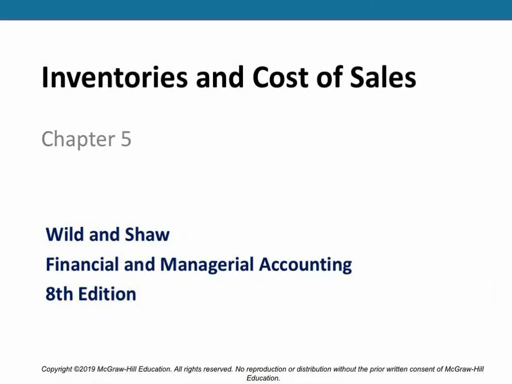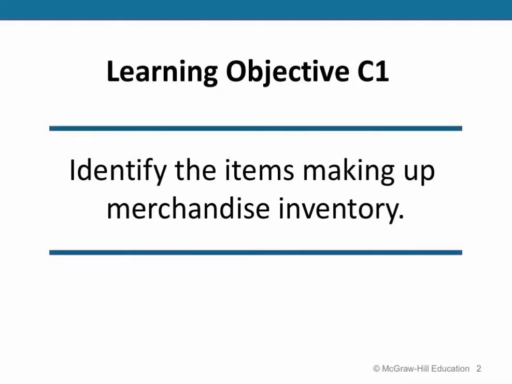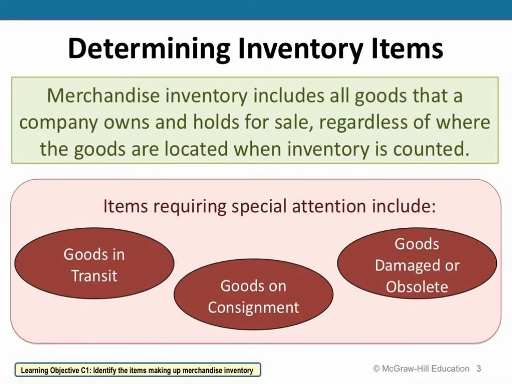So in today's lecture, we're going to take a look at Chapter 5, Inventories and Cost of Sales. And when we're looking at inventory costs, it's important to know that it's going to include all goods that the company owns and holds for sale, and that some of these items are going to require special attention, such as goods in transit, goods on consignment, and goods that are damaged or obsolete.